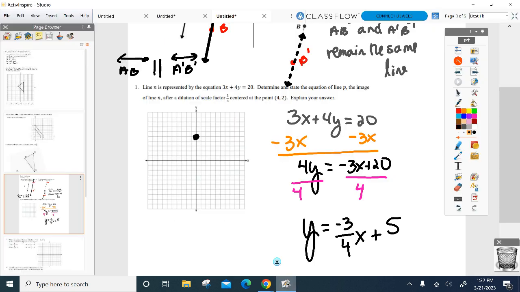What's my slope up here? Oh, negative 3/4. Negative 3/4. So now I can go down 3, 1, 2, 3, to the right 4. 1, 2, 3, 4. If you want another point, do it again. Down 3, right 1, 2, 3, 4. So here's my line.